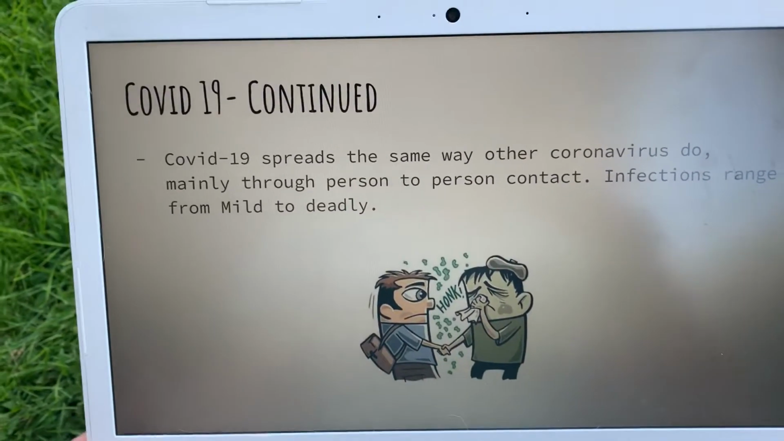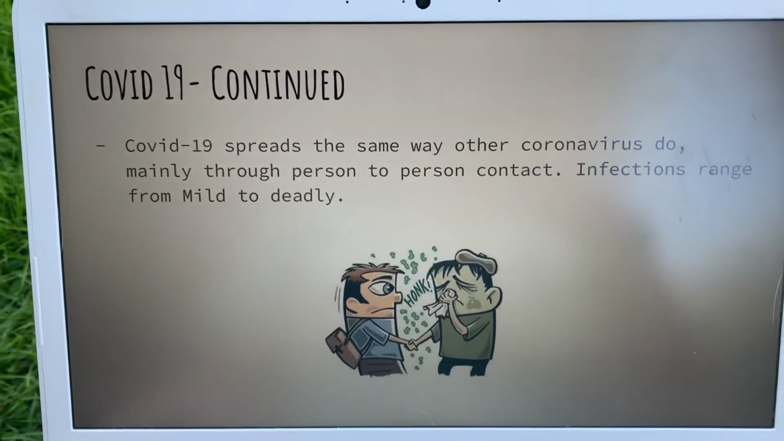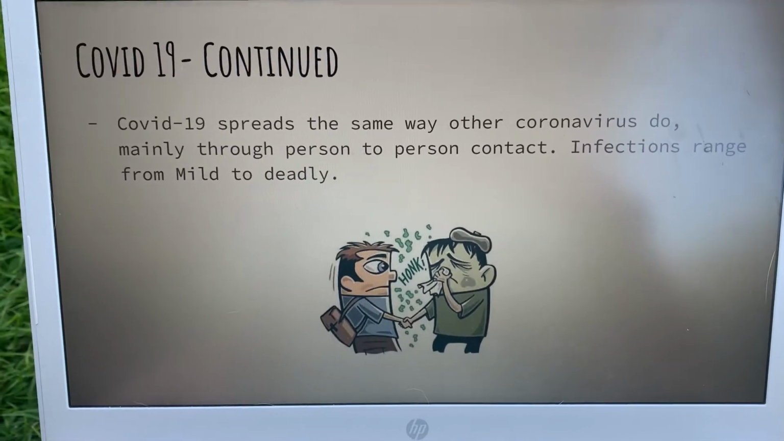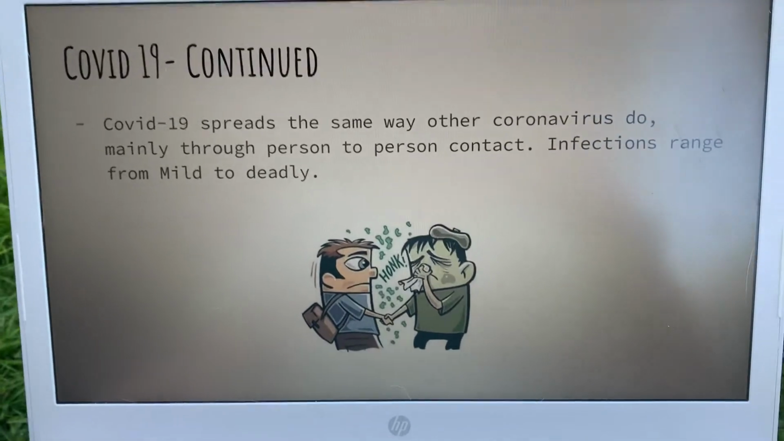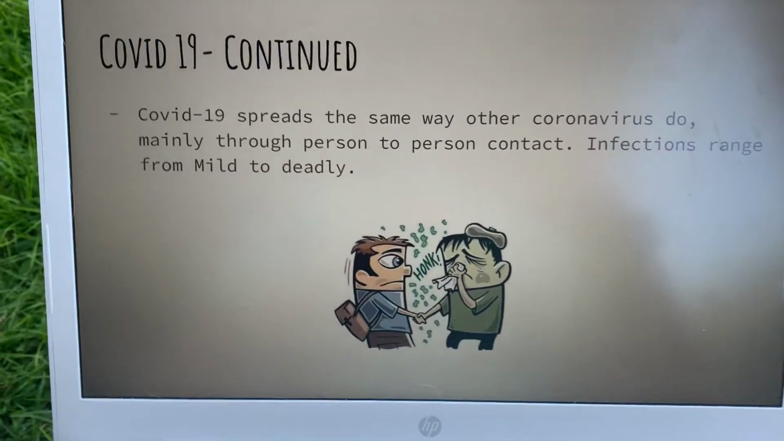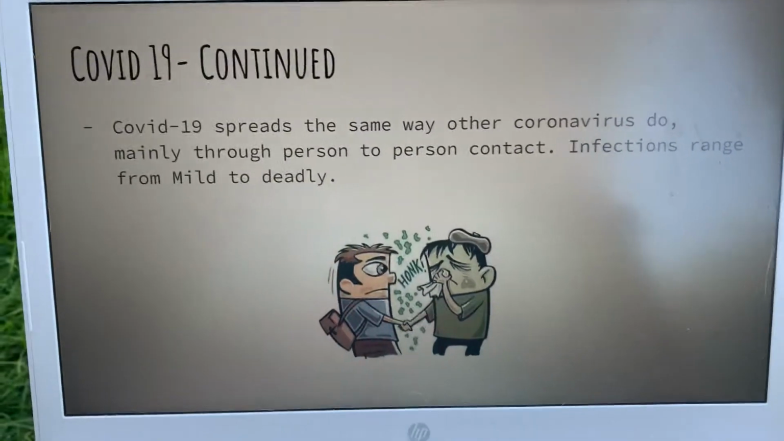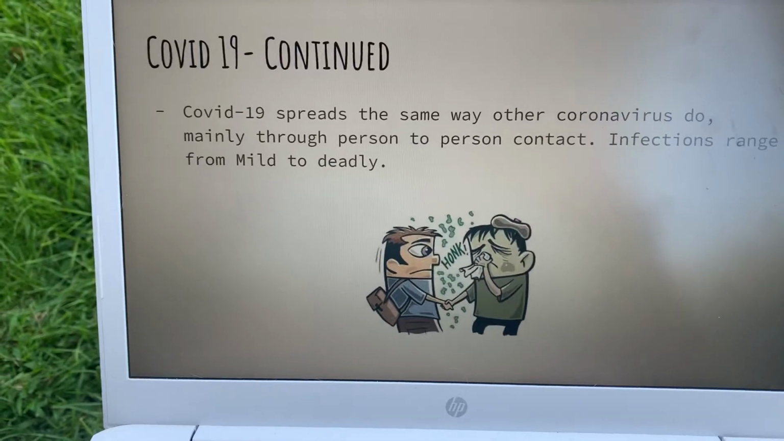COVID-19, continued. COVID-19 spreads the same way all other coronaviruses do, mainly through person-to-person contact. Infections range from mild to deadly. This is why we have the social distancing going on and the masks and things like that, just to help keep us safe. And we're supposed to remain 6 feet apart from each other.